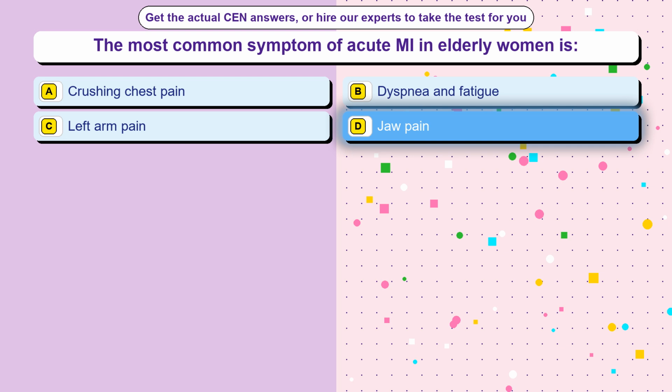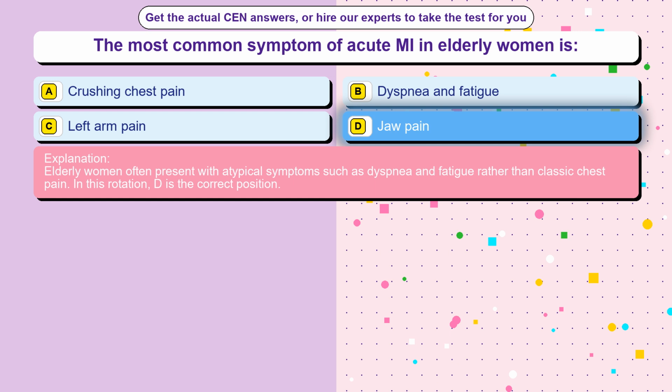The correct answer is option D, jaw pain. Elderly women often present with atypical symptoms such as dyspnea and fatigue rather than classic chest pain. In this rotation, D is the correct position.